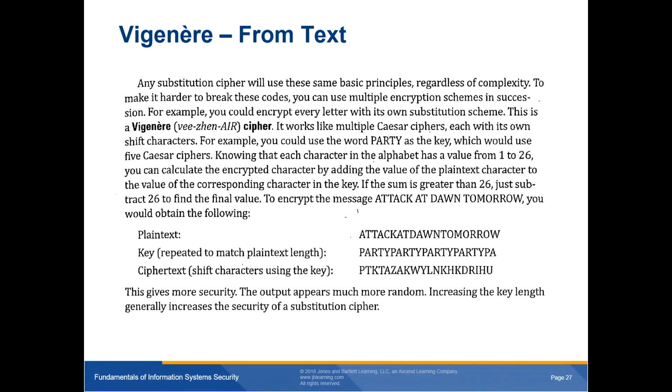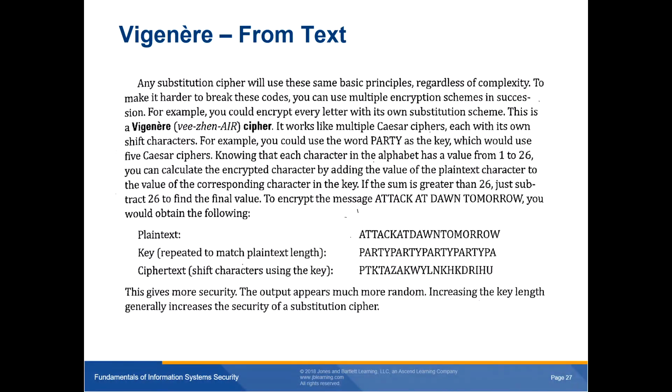For example, you could use the word party as the key, which would then use 5 Caesar ciphers, PARTY, the columns for PARTY in the grid, in the square. Knowing that each character in the output has a value of 1 to 26, you can calculate the encrypted character by adding the value of the plaintext character to the value of the corresponding character in the key. If the sum is greater than 26, just subtract 26 to find the final value. Now, this is using mathematics as opposed to the Vigenère square.